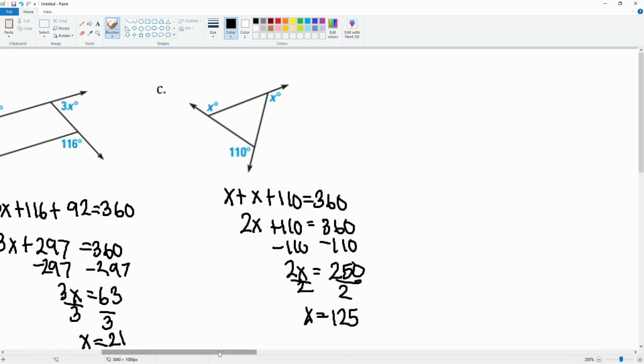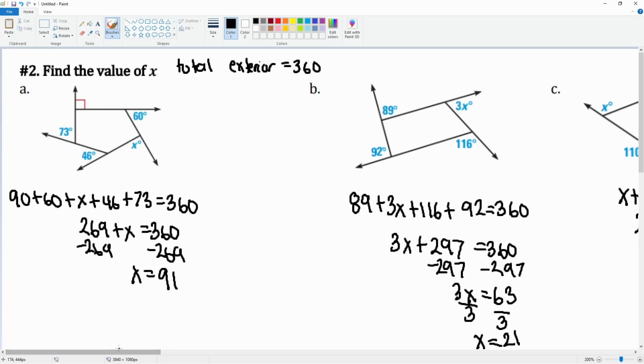There you go. That is how you solve for the variable using the exterior angles, knowing that the exterior angles all add up to 360 degrees.